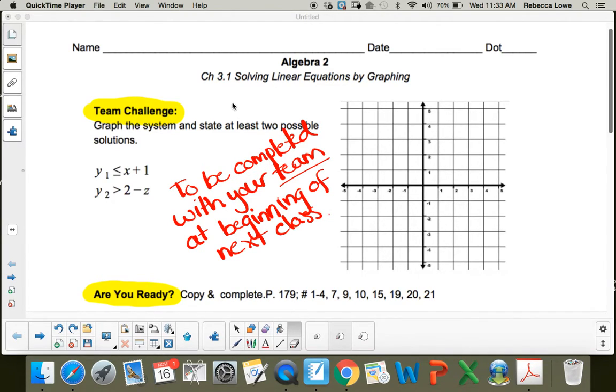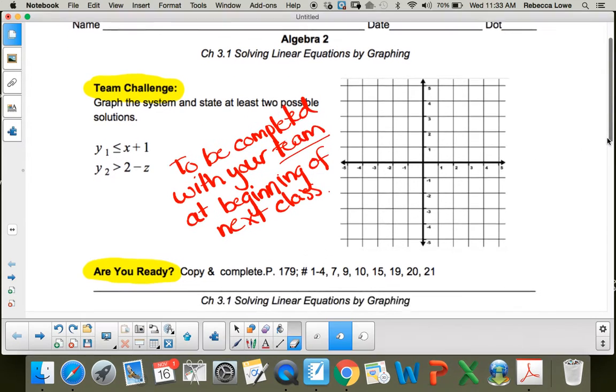You should be following along with your chapter 3.1 note guide as I complete this. There's a couple that you need to do on your own. This is solving linear equations by graphing. You're to do the team challenge and the Are You Ready next class with your team. So you should come in with these not finished. This will be next class with your team.